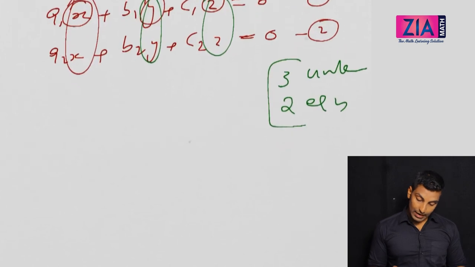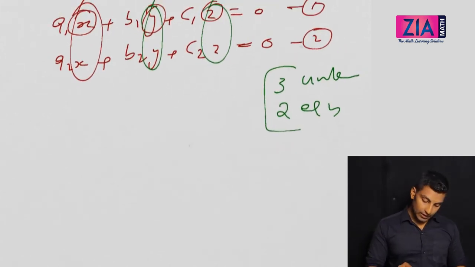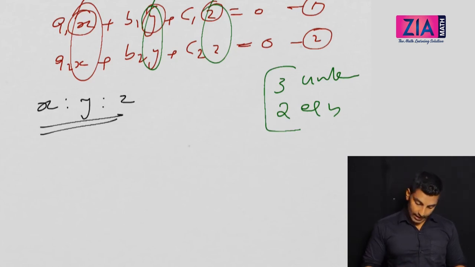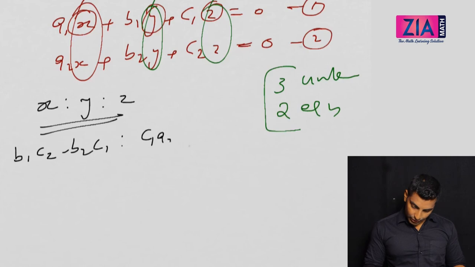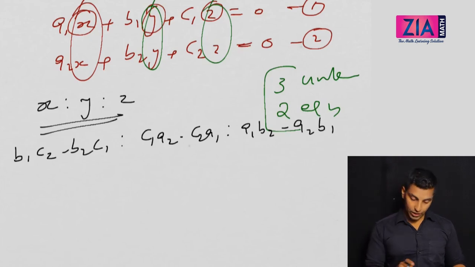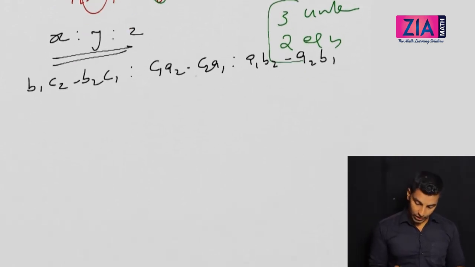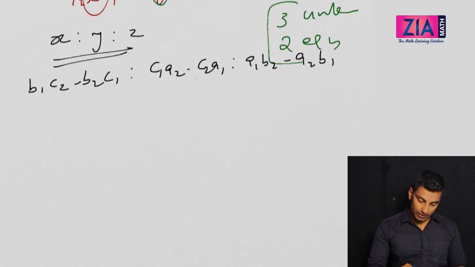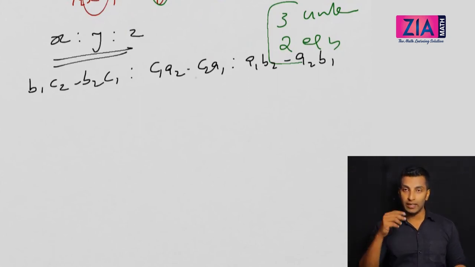But you can understand the ratio. Even if the third equation is not available, we can find the proportion of x to y to z. x will be b1c2 minus b2c1. y will be c1a2 minus c2a1. z will be a1b2 minus a2b1. You should write in this order. If you want a shortcut or a method to remember this, it is what we have seen in schools. If you remember, we discussed this in 9th or 10th standard.